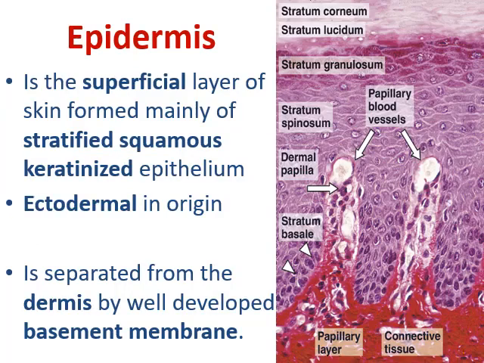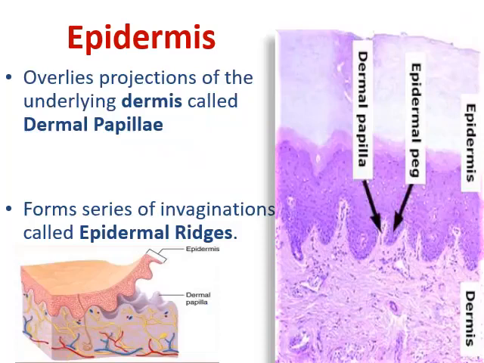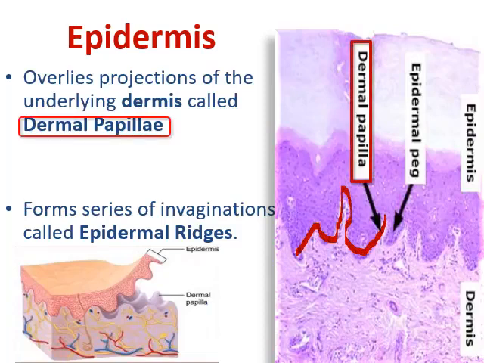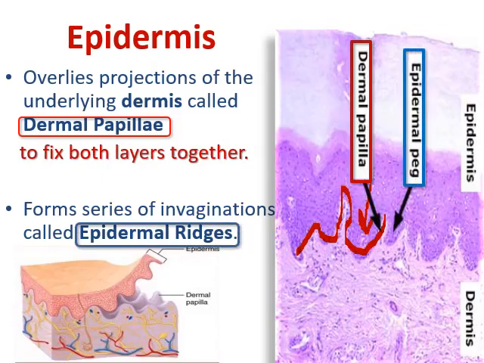The epidermis, which is the superficial layer of the skin, is formed of stratified squamous keratinized epithelium, which is ectodermal in origin, and it is separated from the deeper dermis by a well-developed basement membrane. As we see here, the dermis reveals dermal papillae, and the epidermis reveals epidermal ridges. Both the dermal papillae and the epidermal ridges help in the fixation of the epidermis and the dermis together.